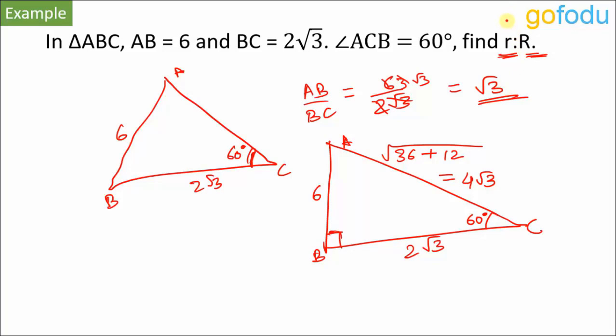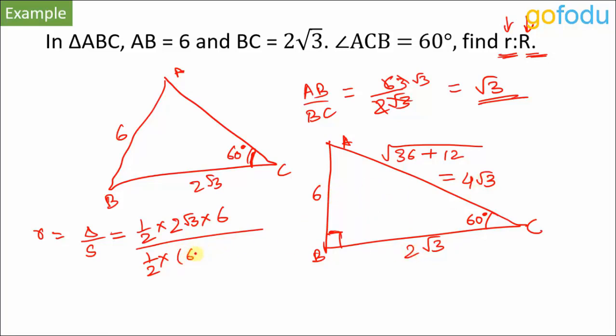Okay, now we need to calculate the inradius and circumradius. So inradius, small r, will be area of triangle upon semi-perimeter. Area of triangle is half times this base 2 root 3 times altitude 6, upon semi-perimeter, which is half the sum of 3 sides. 6 plus 4 root 3 plus 2 root 3 is 6 plus 6 root 3. Half and half will get cancelled. This 6 will cancel the 6 that will come out from this bracket, and this will be 2 root 3 upon 1 plus root 3.